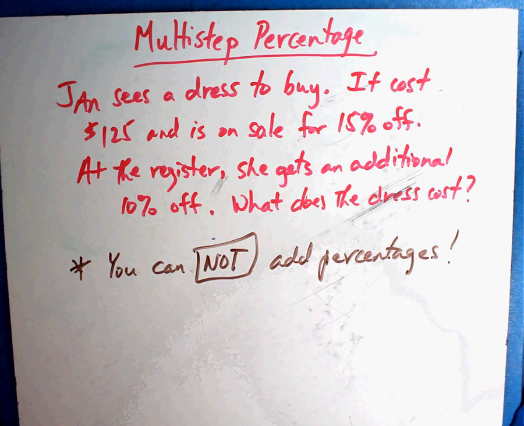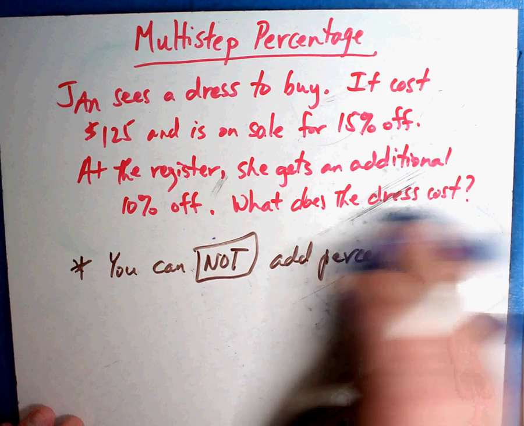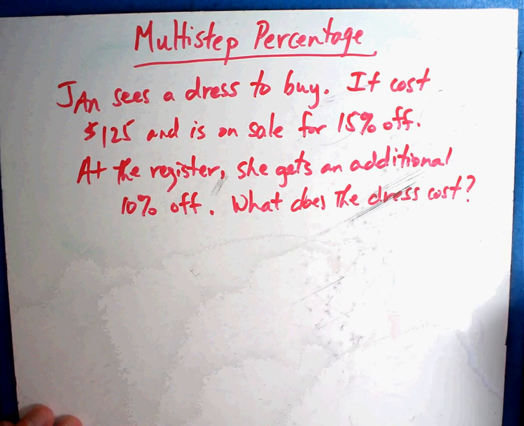You cannot add percentages. The first thing a lot of people try to do is say, okay, 15%, 10%, that's 25%. Let's do the math. It doesn't work that way. Your percentages will be off. And so let me show you how to do this.